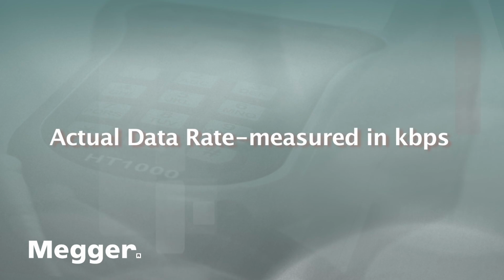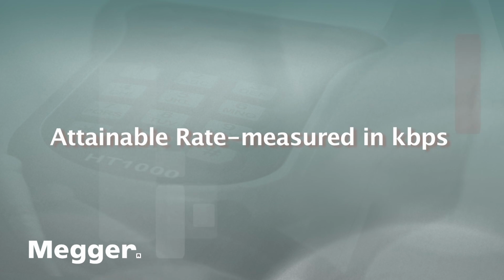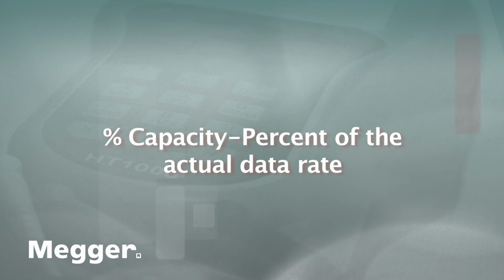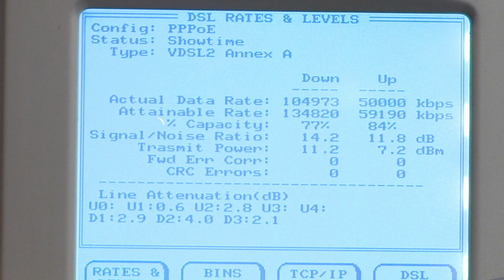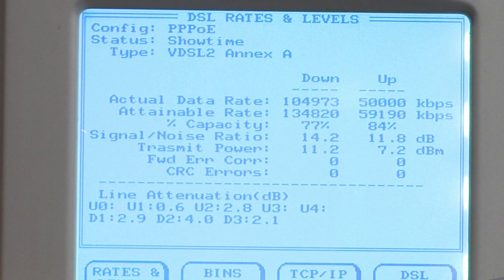Actual data rate. Speed in kilobits per second at which data is currently transmitted. Attainable rate. Value of the maximum up and downstream data rate the connection is capable of providing, measured in kilobits per second. Percent capacity. Percent of the actual data rate as compared to the attainable data rate. Sig-noise ratio. Measure of DSL signal strength relative to background noise, measured in dB.